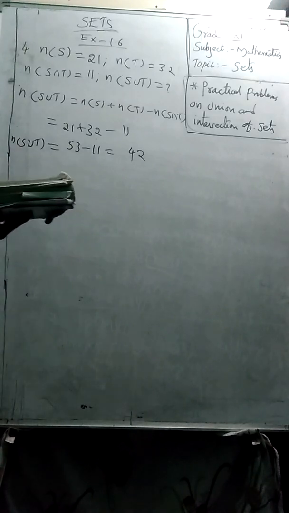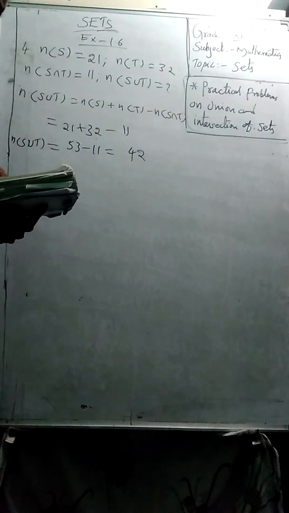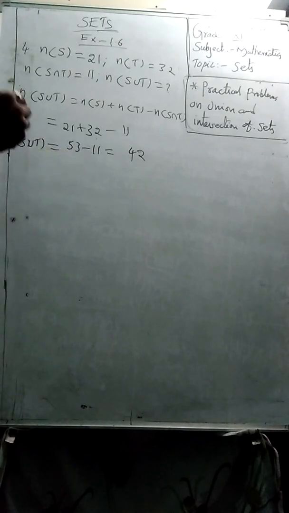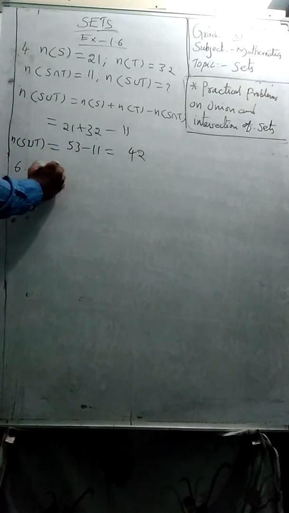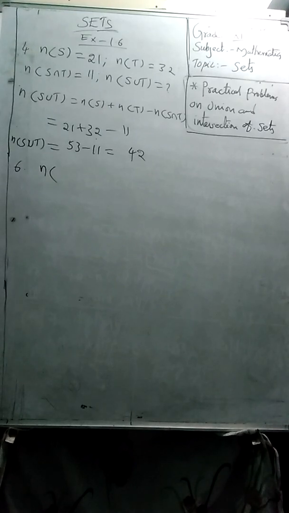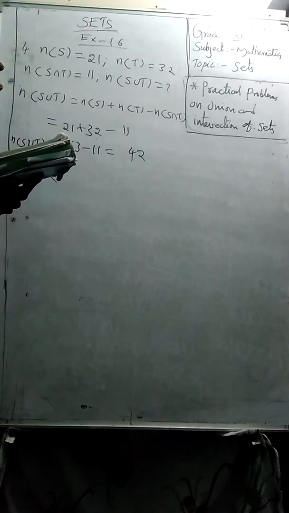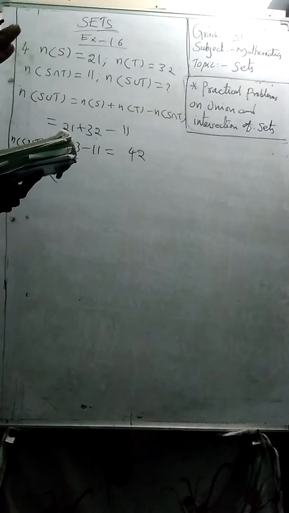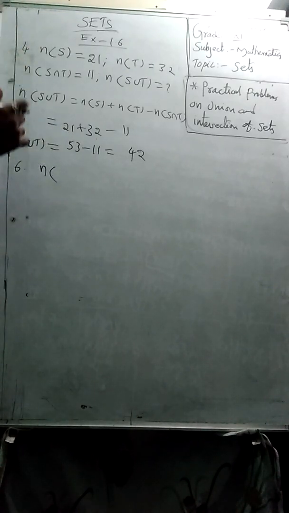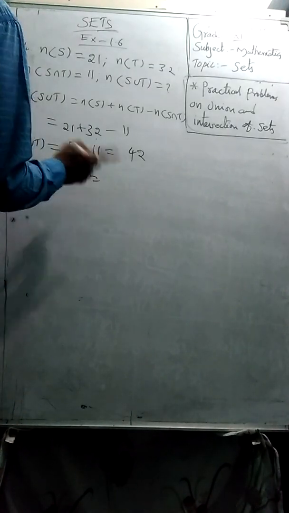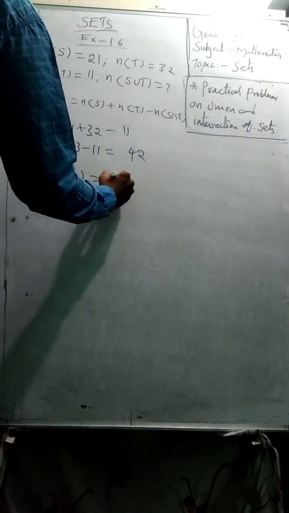The next problem is: given that in a group of 70 people, 37 like coffee, 57 like tea. Each person likes at least one of the two. How many like both coffee and tea? So let us take N of T union C, or C union T, whatever it may be, that is 70, students.